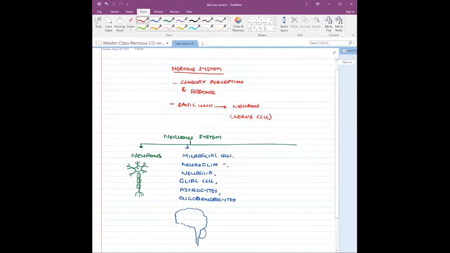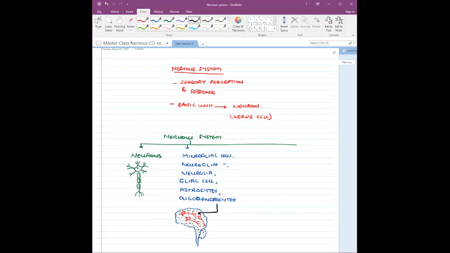Okay, now in your brain, let me just show you. These are your neurons. Now, it is not so that your neurons are going to be present everywhere. There are going to be some spaces in between them. So these are how your neurons are going to be. But in between the neurons, you are going to see that these spaces are filled with cells, and these are nothing but your microglial cells or your neuroglial cells.